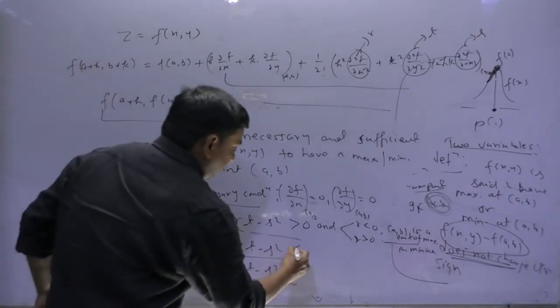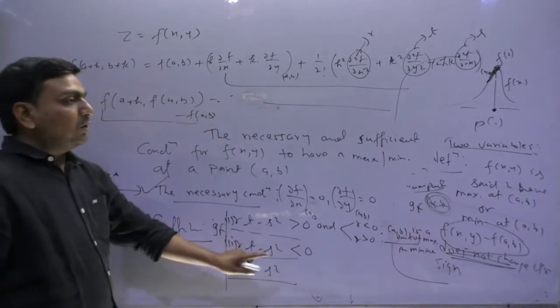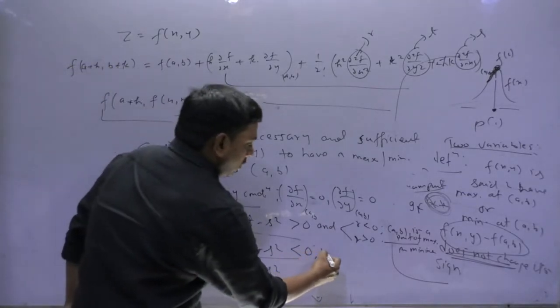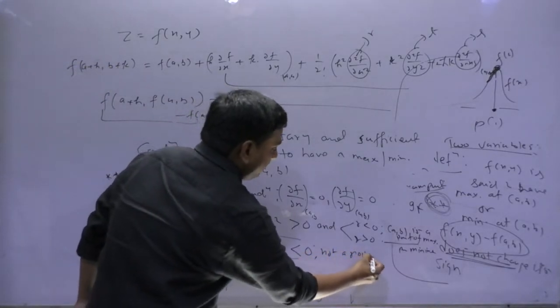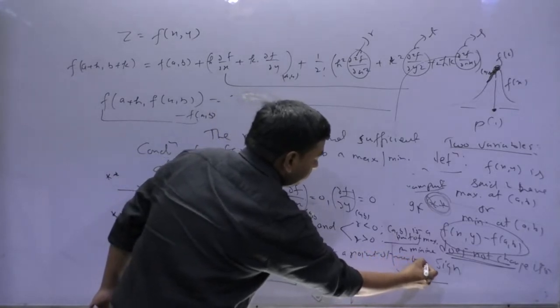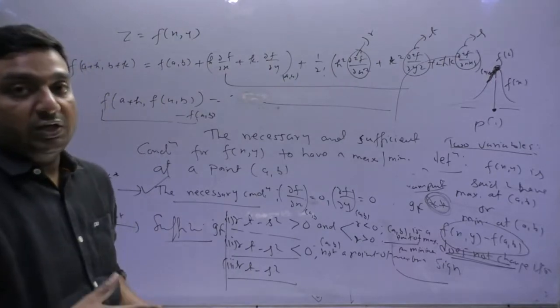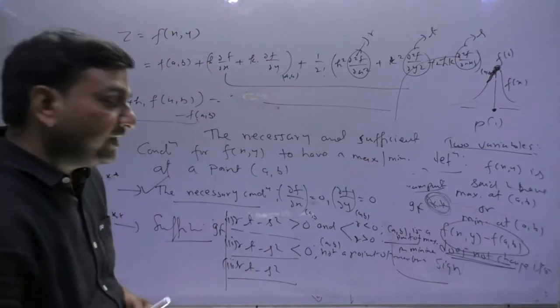Similarly, if rt minus s square comes out to be 0, in that case we say not a point of maxima or minima, meaning at the point a comma b you have neither maxima nor minima.